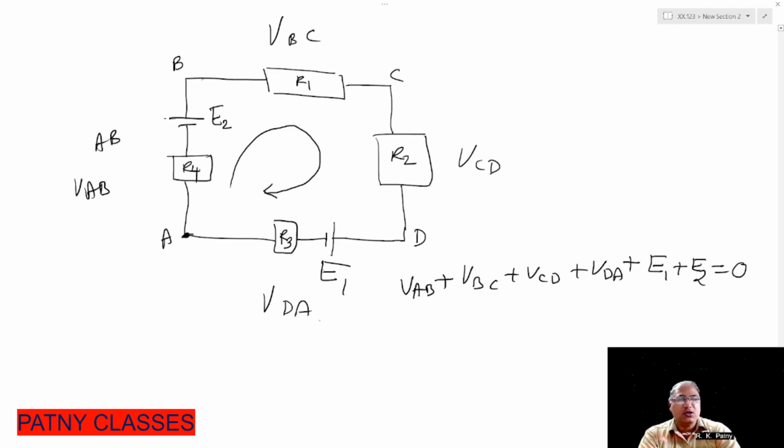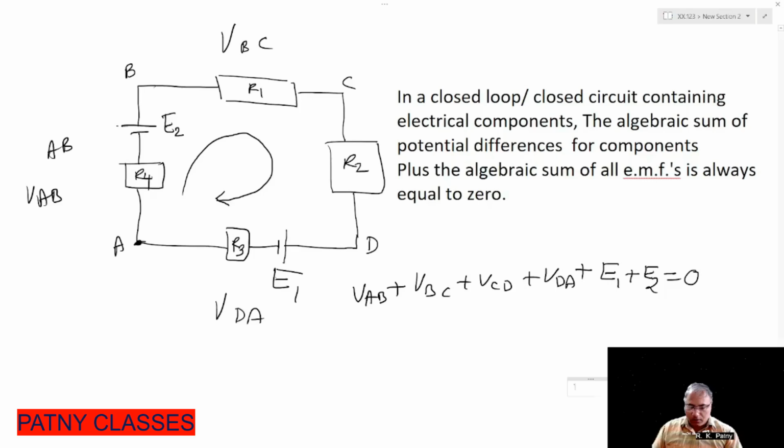So what is the definition of Kirchhoff's voltage law? In a closed loop, a closed circuit. A, B, C, D, A is a closed loop. It is a circuit as well. Why is it called a circuit? Because there are EMF cells, there are resistors, there are various components. Therefore, it is a closed circuit. It is an electrical network. And all these are called electrical components: R1, R2, R3, R4, etc.